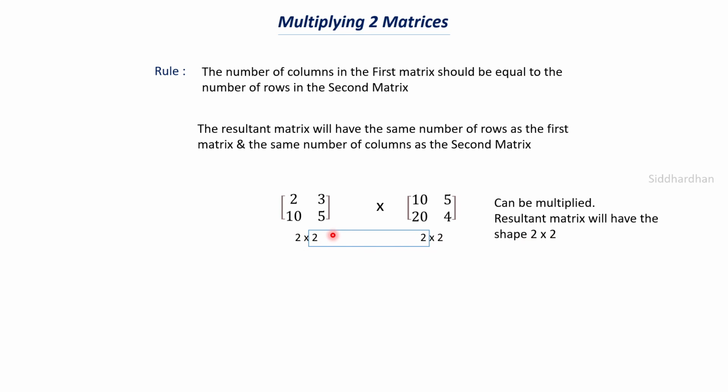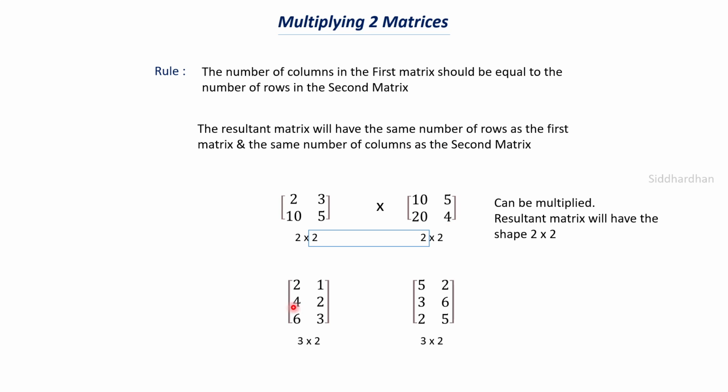So the main thing you want to note here is that both these values should be similar, which represent the number of columns in the first matrix and the number of rows in the second matrix. Just take note of this, and this is very important. Okay, and the resultant will have the number of rows in the first matrix. So this will be the number of rows in our resultant matrix, and this will be the number of columns in our resultant matrix.